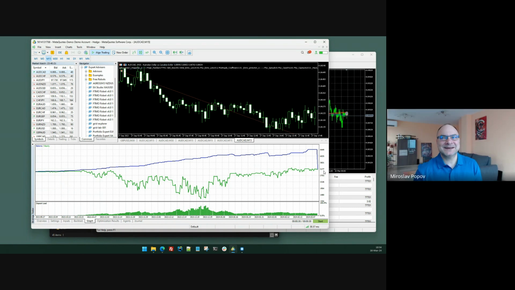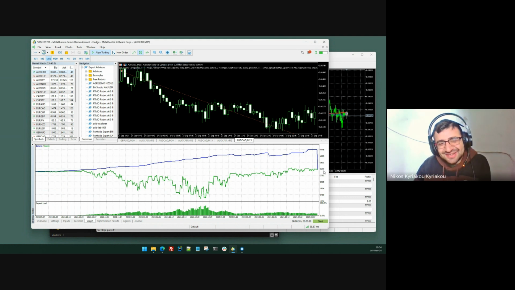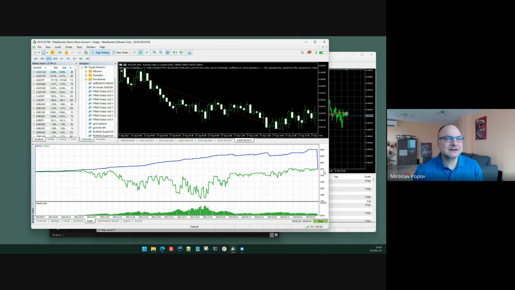This was the purpose. I call this robot Grid Explorer. The only issue is a drawdown. After that, the robot is great, I believe. But yeah, it's a grid system, of course. So let's continue.